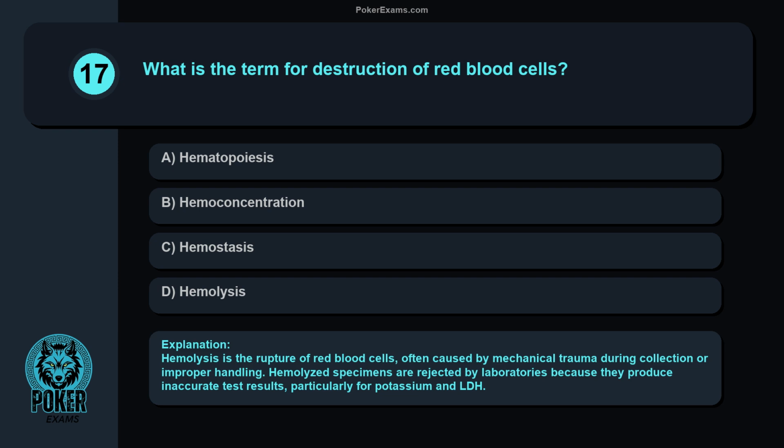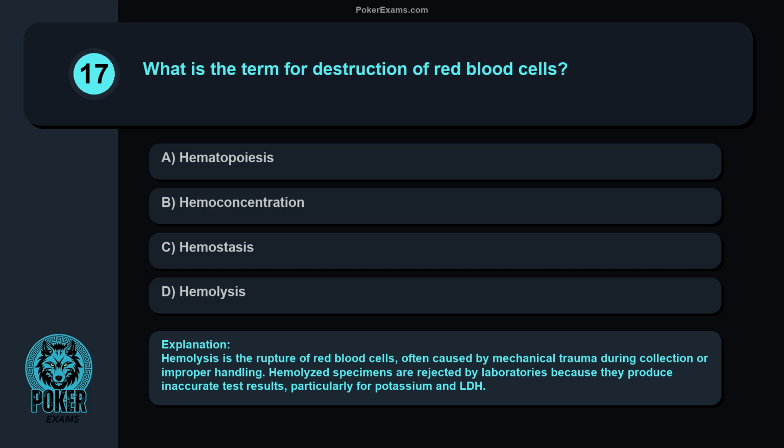Hemolysis is the rupture of red blood cells, often caused by mechanical trauma during collection or improper handling. Hemolyzed specimens are rejected by laboratories because they produce inaccurate test results, particularly for potassium and LDH.